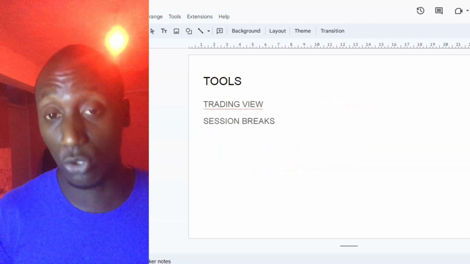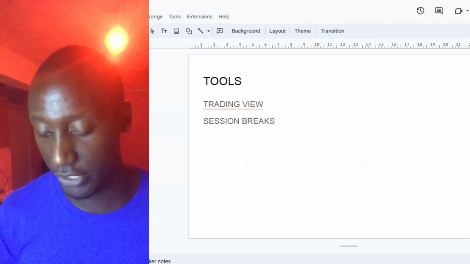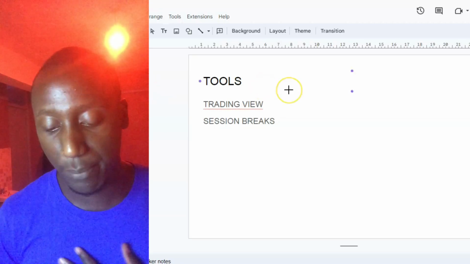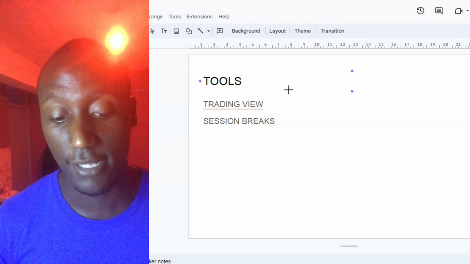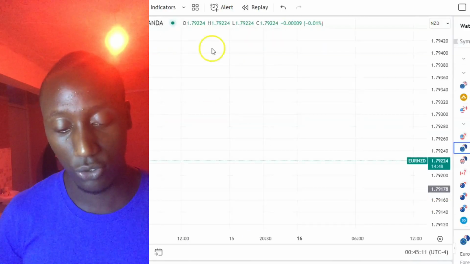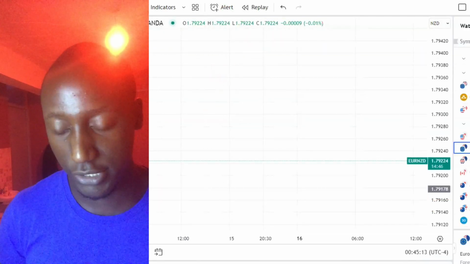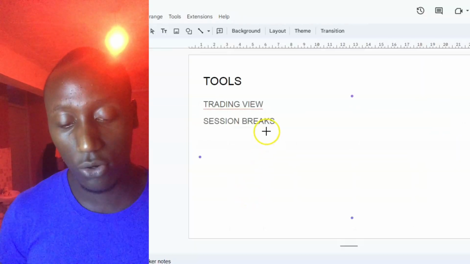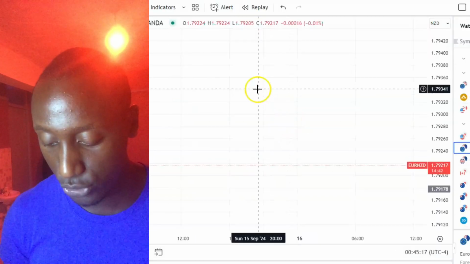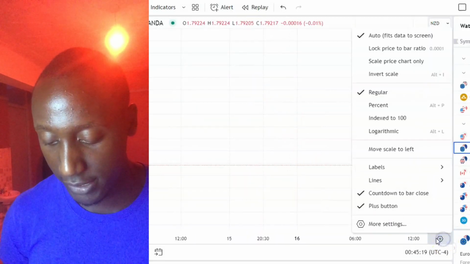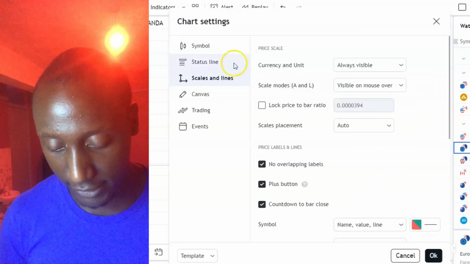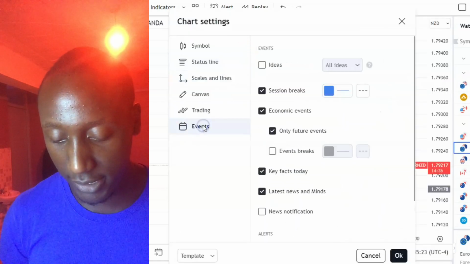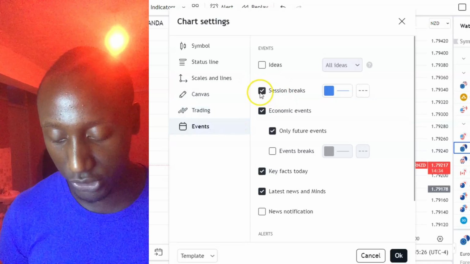You will need some tools to actually accomplish this. Number one, for me, I prefer using TradingView as my charting platform. So if you don't have TradingView, get TradingView. And then on TradingView, if you go to settings, more settings, go to events, there is this session breaks, you need to check it.